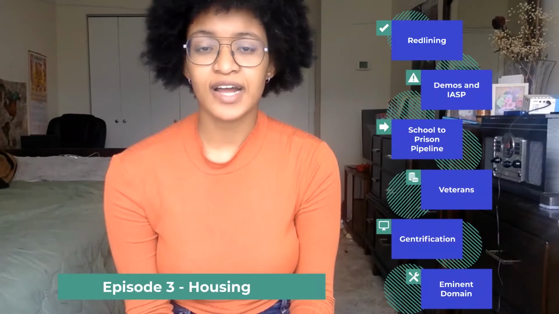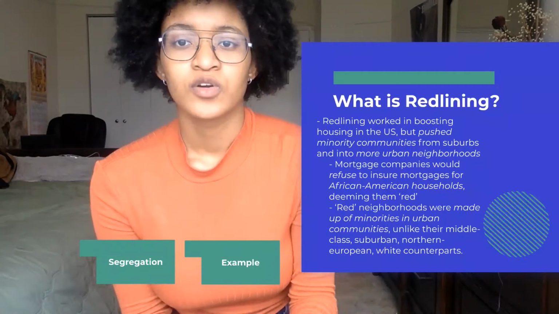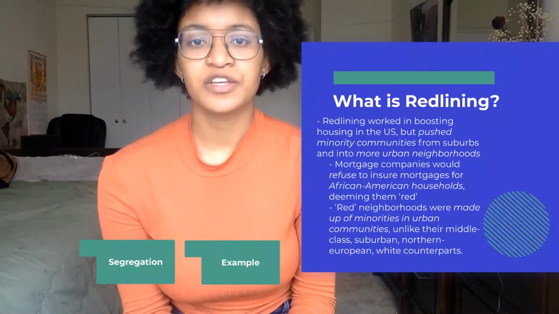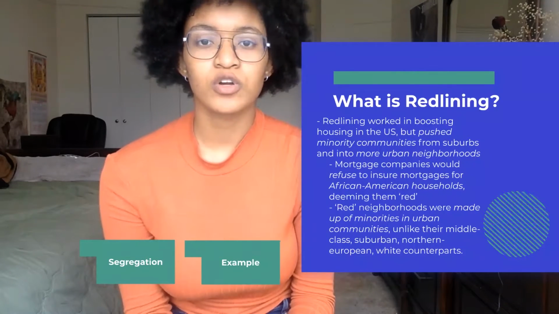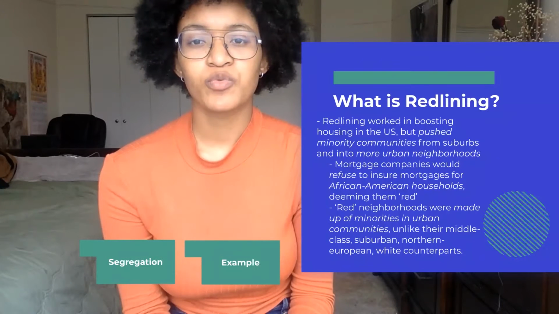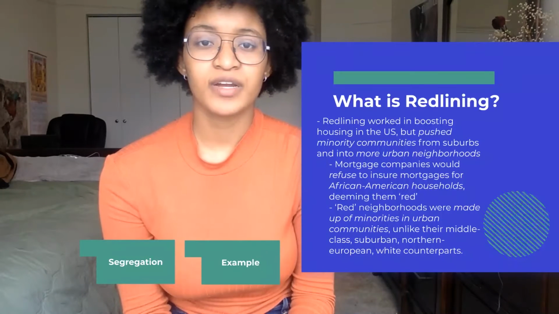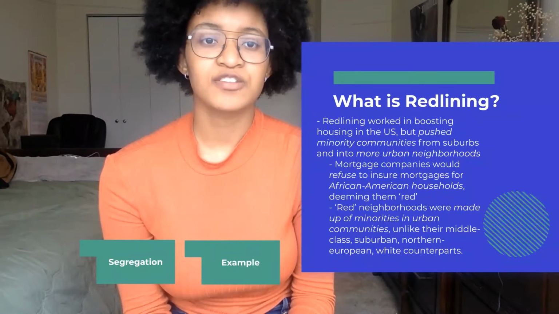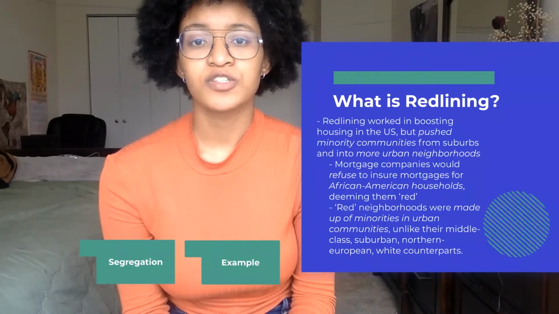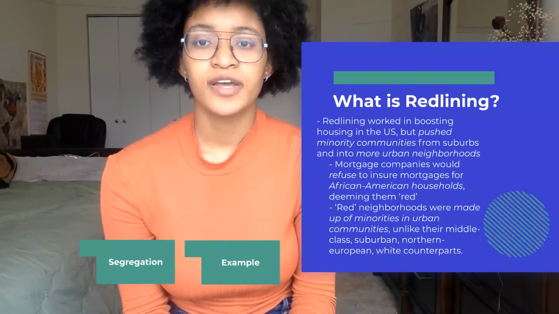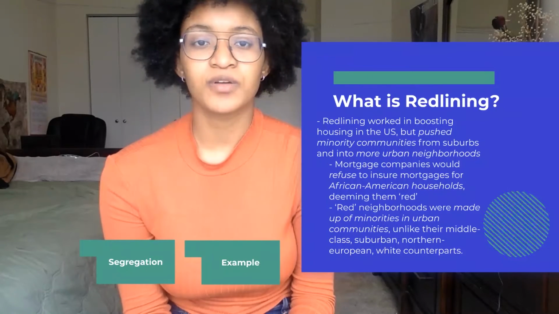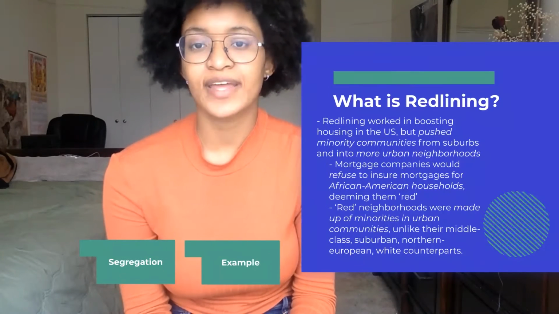This is because of redlining, a method of segregation. Redlining worked in boosting housing in the U.S., but at the cost of pushing out minority communities from suburbs and into more urban neighborhoods. Mortgage companies would refuse to insure mortgages for African American households, therefore making them hazardous, or red. Red neighborhoods were overwhelmingly made up of African Americans, Catholics, Jewish people, and others in urban communities, unlike their middle-class, suburban, Northern European white counterparts.